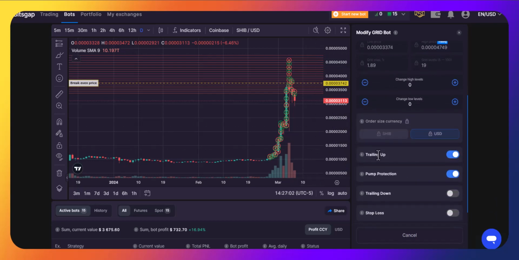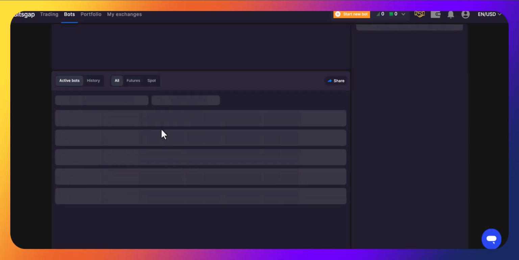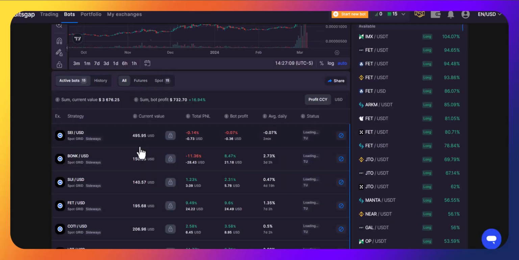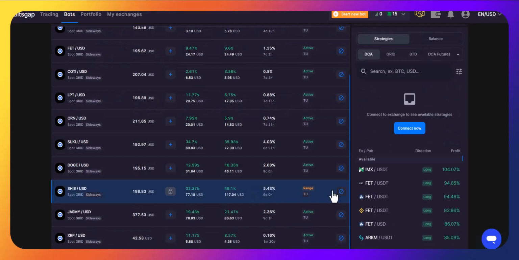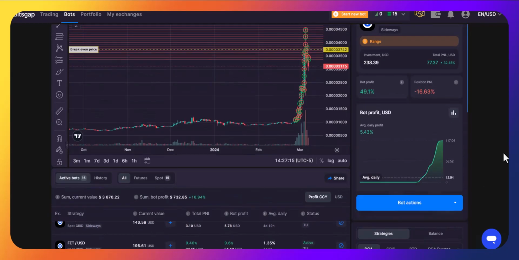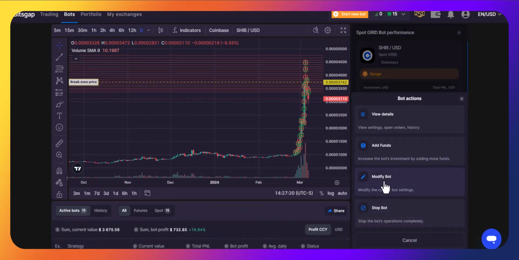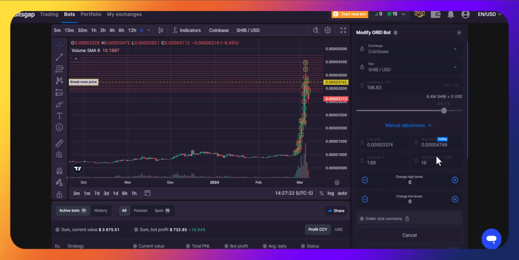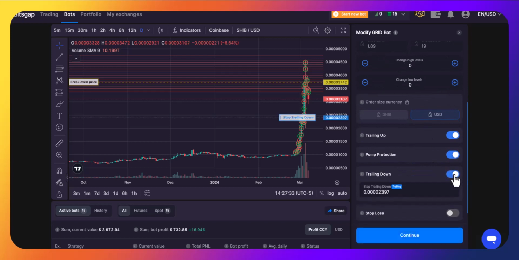What we're going to do on this one, so that you can see how you can get there once you have a bot started, I'm going to hit refresh. We're going to go to Shiba, which is out of range. Instead of stopping it, we're not going to stop this bot. We're going to leave it be. You're going to scroll up and go to your bot actions. You're now going to modify this bot. Okay, now once we're modifying, you see we have about $198 in this bot. What we're going to do is do trailing down.